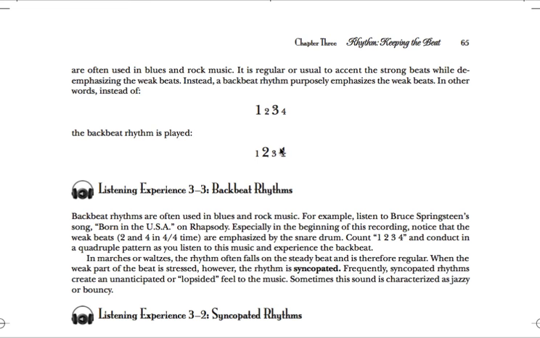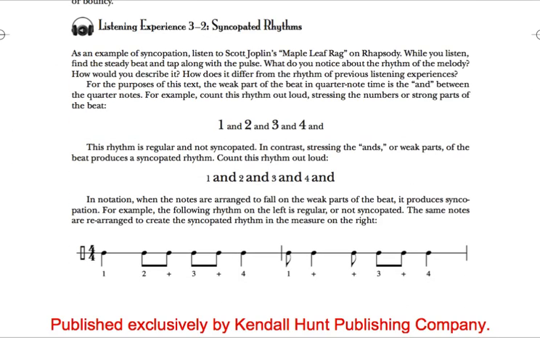The backbeat accentuates the weak beats, which is 2 and 4 in this example. 1, 2, 3, 4, 1, 2, 3, 4. But syncopated rhythms accent the weaker parts of the beat, which fall between the numbers, 1 and 2 and 3 and 4 and, for example. So the 2 concepts are similar. They are related, but they are not the same.